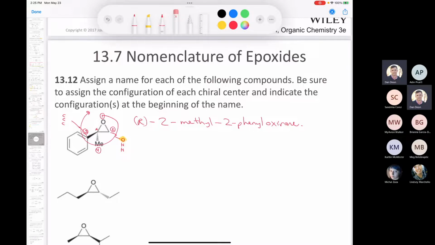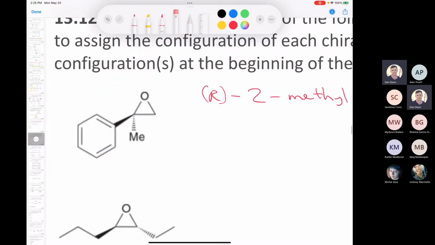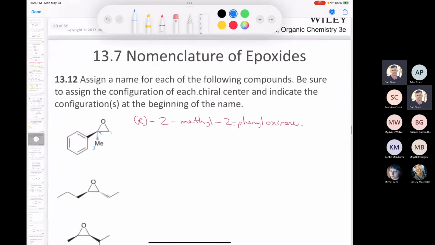So now we're going to erase all this, and let's name it as an epoxide. We find our longest carbon chain. We want to give the epoxy group priority. So we have 1, 2, 3, like this. We've got a phenyl at carbon 2, and we've got a 1,2 epoxy propane. So that means that the compound would be R again, 2-phenyl, 1,2 epoxy propane. All right.